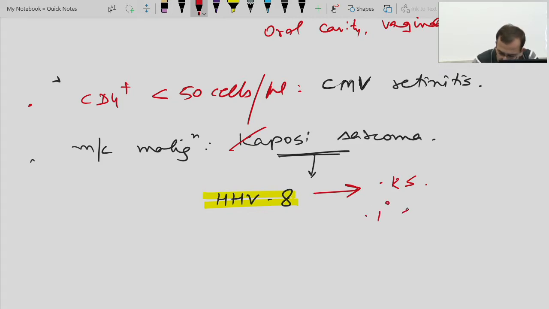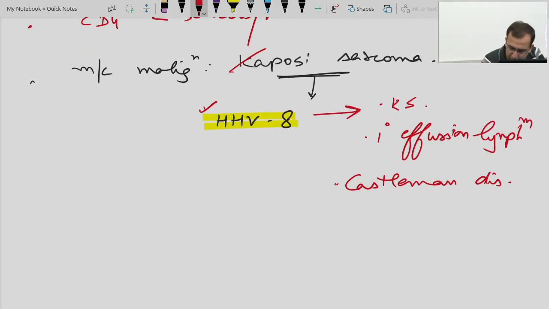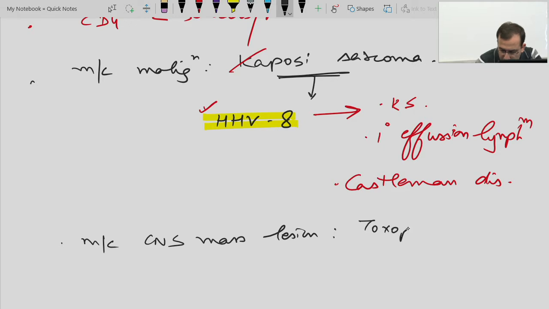Next, it is also associated with primary effusion lymphoma and Castleman disease. These are the malignancies associated with HHV8: Kaposi sarcoma, primary effusion lymphoma and Castleman disease. Next point, let us keep this as the last one in HIV. The most common CNS mass lesion in HIV is Toxoplasma gondii, that is toxoplasmosis.